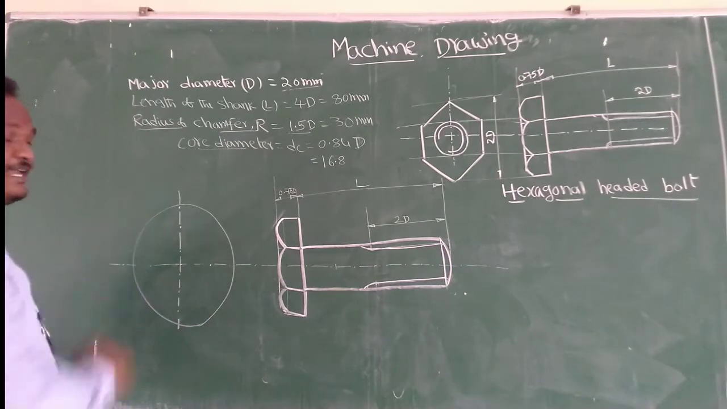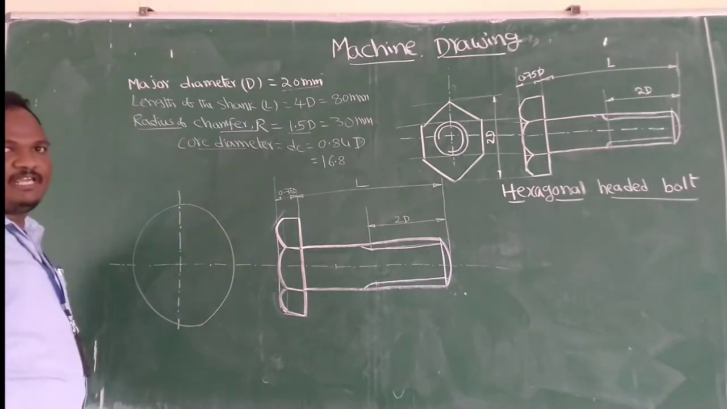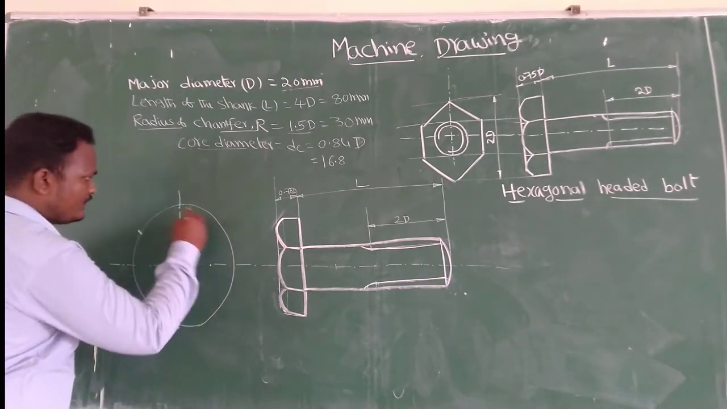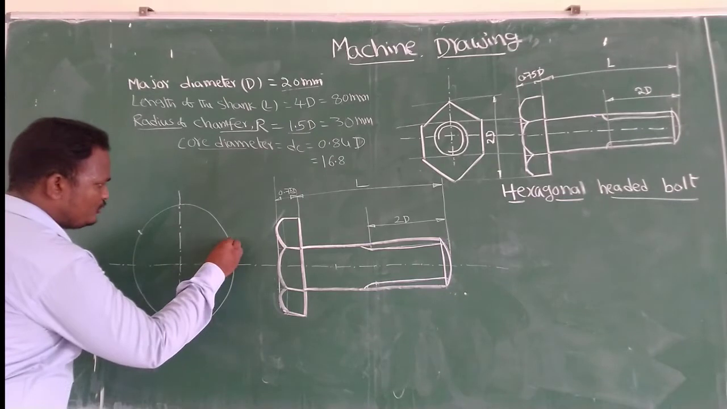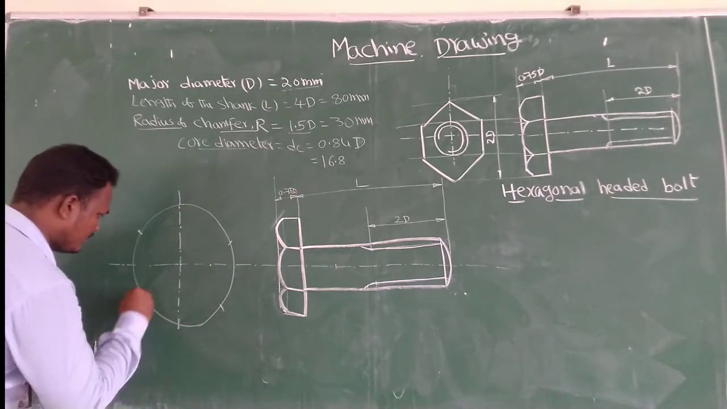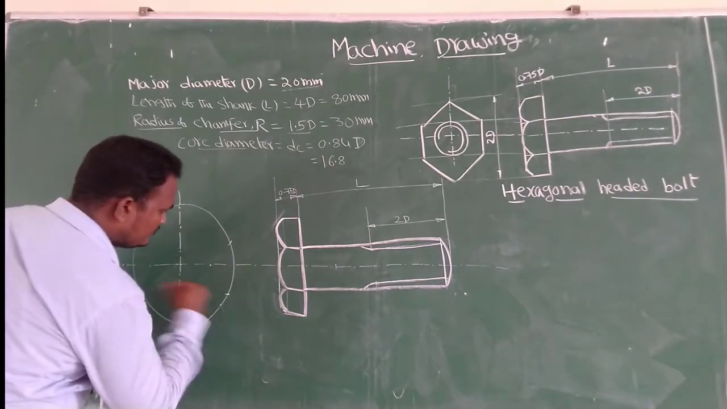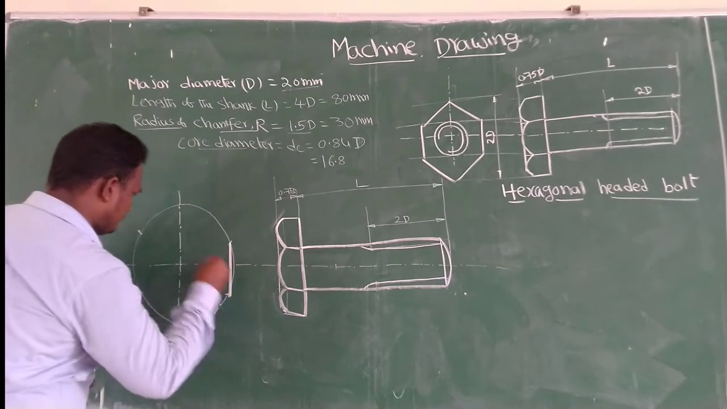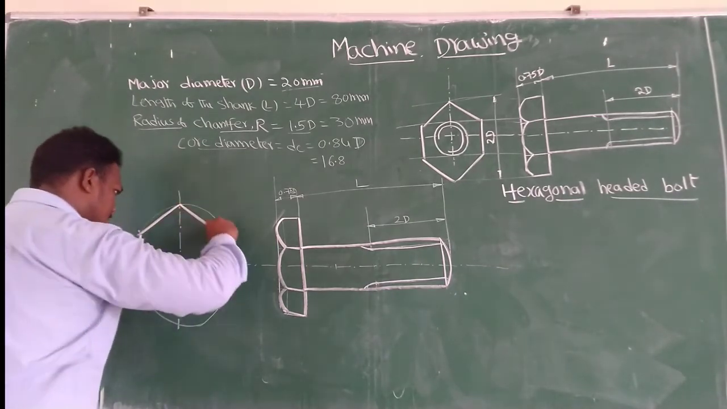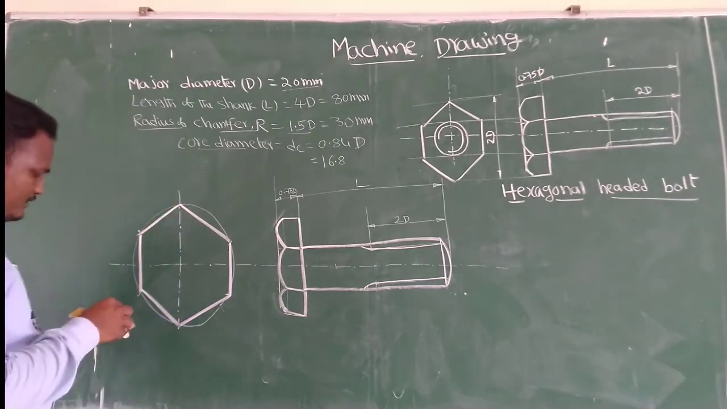Now with that same diameter, cut the circle into equal number of parts. So here cut one part, so here cut one. Now same from here to cut, so here to cut. By joining all these parts, we will get a hexagon like this.